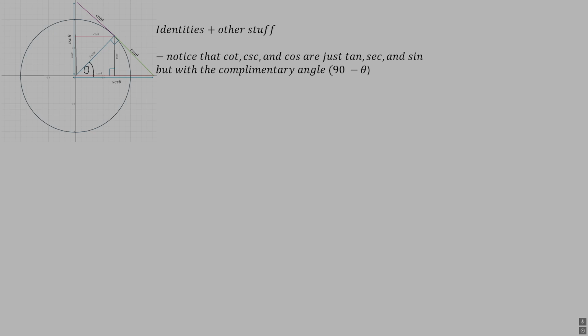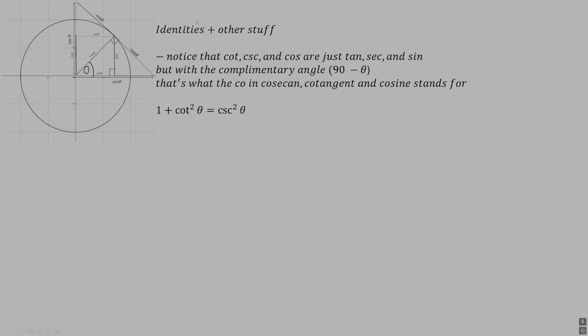So firstly, we know that the cotangent, the cosecant, and the cos itself are just the same as tan, secant, and sine, just with the complementary angle, which is this one over here, or just 90 minus theta. That's why they have co in their name. It just stands for the complementary sine, the complementary tan, and the complementary secant.